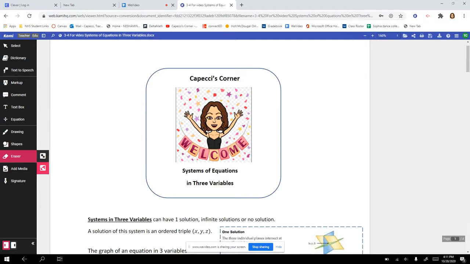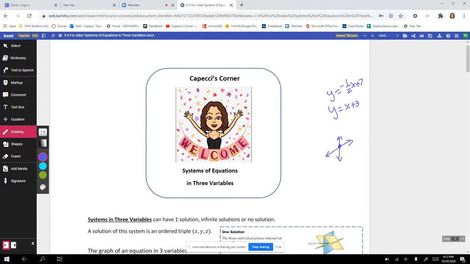Let's talk about systems of equations in three variables. Now, when you were in Algebra 1 and also the beginning of this course in Algebra 2, you did systems of equations in two variables. And what that meant was you had an equation of a line like y is equal to x plus 3, and then something like y is equal to negative 1/2 x plus 7. And you found where those lines intersected.